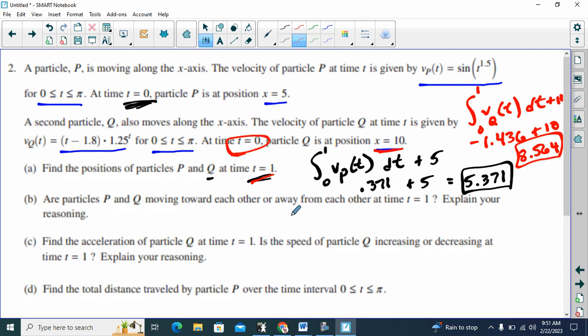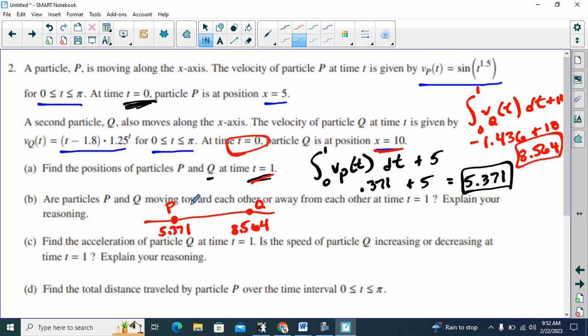Part B wants to know, are the particles P and Q moving toward or away from each other at time 1? Are particles P and Q moving toward each other or away from each other at time t equals 1? So at this point in time, if I draw my number line here, that's not a good horizontal line, but point P is right here at 5.371. And point Q is over here at 8.564. So Q is to the right of P.